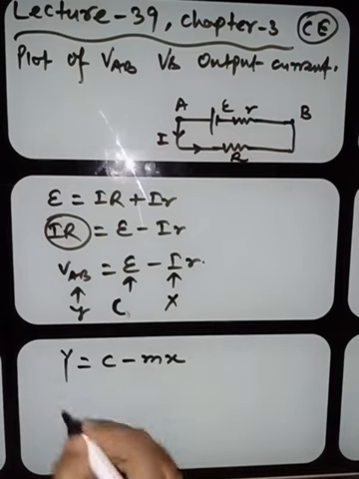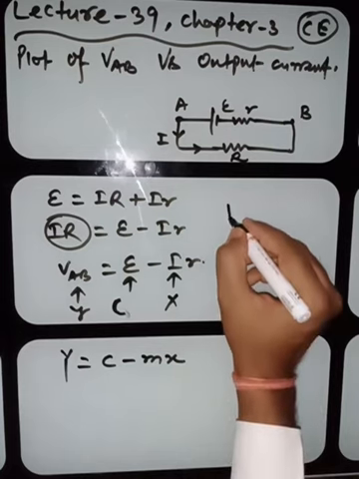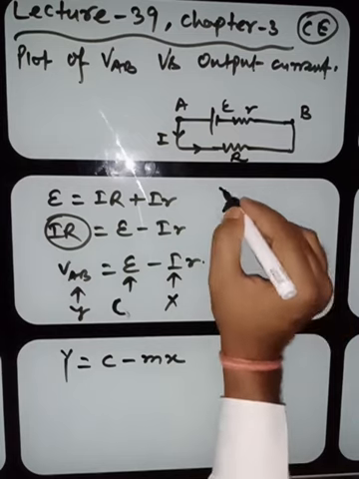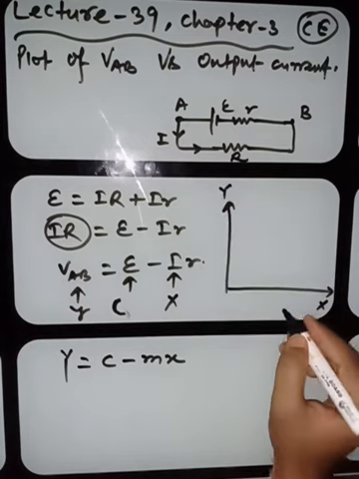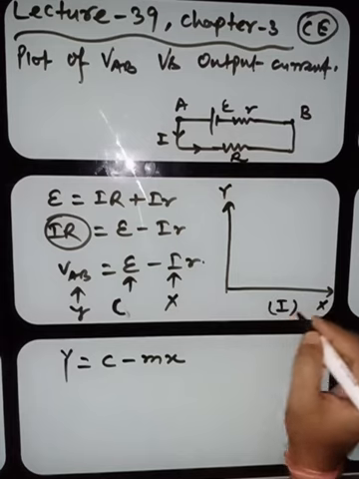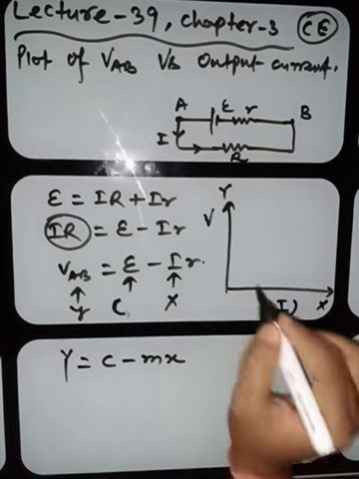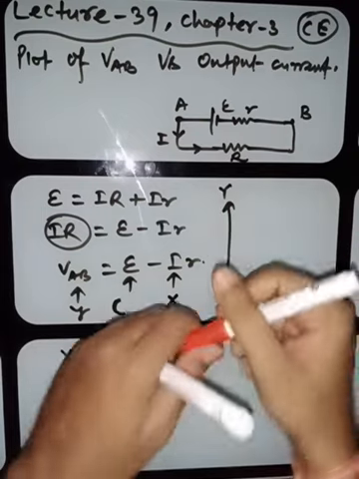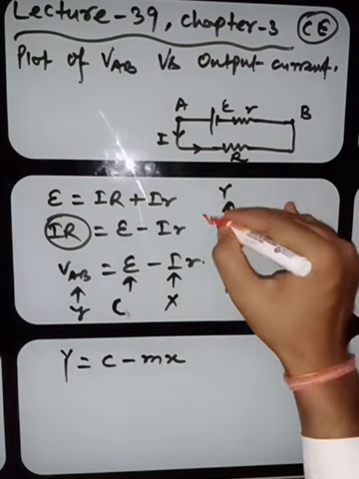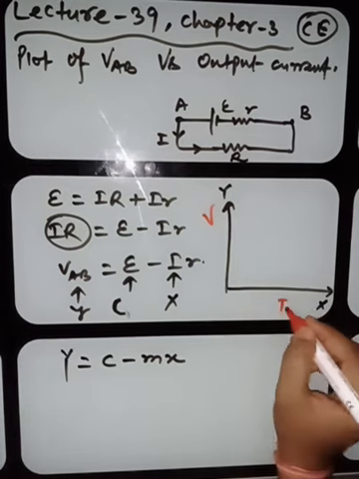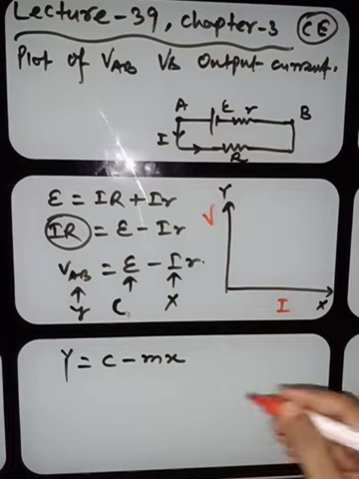Here y is the voltage. If this is the graph, this is the y-axis and this is the x-axis. On the x-axis what are we using? On the x-axis we are using output current, and on the y-axis we are using terminal voltage. Here we are using current in ampere. So what will be the graph?